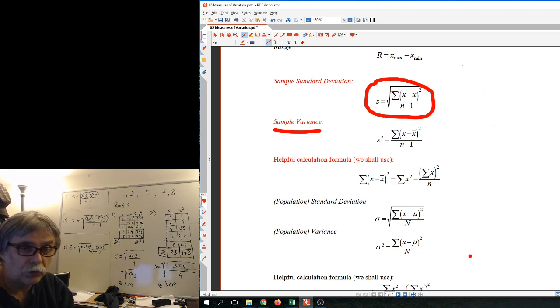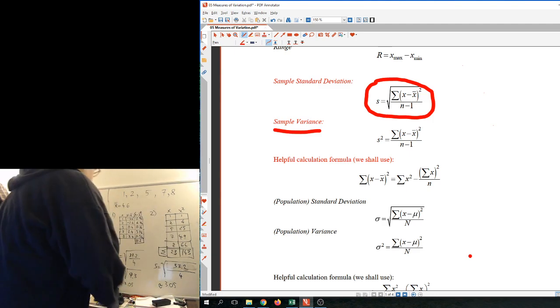So that holds. But there is a difference in the calculation when you are doing the population standard deviation or variance, and when you are doing sample standard deviation or sample variance. Okay, let me point out what the difference is.